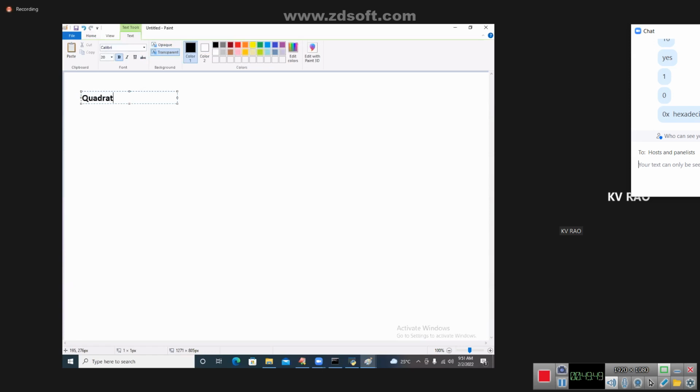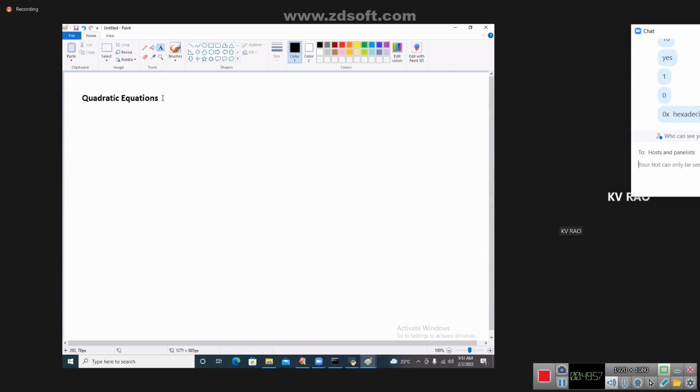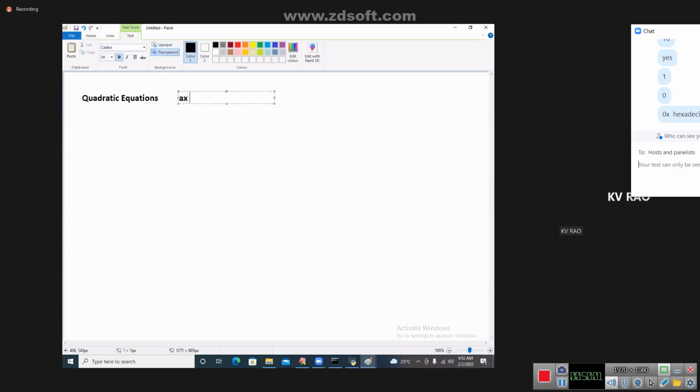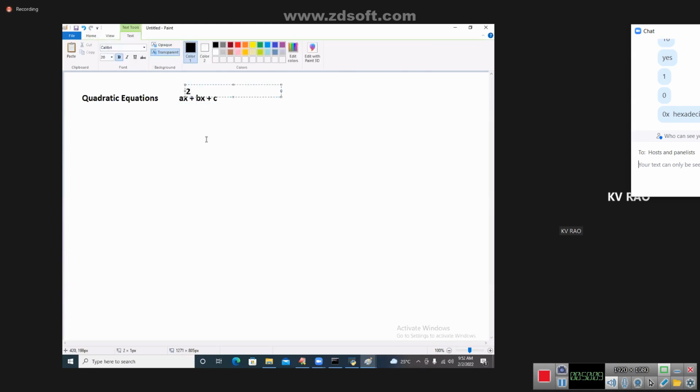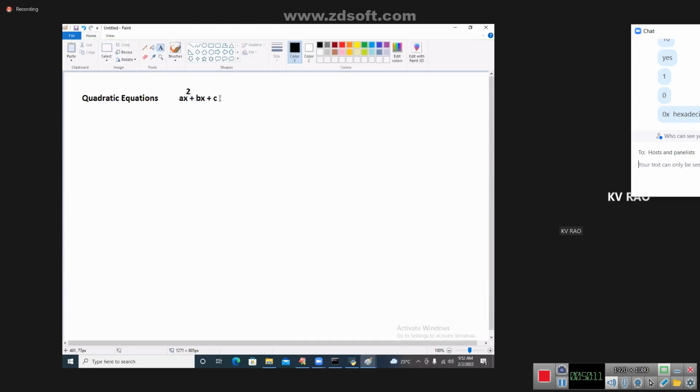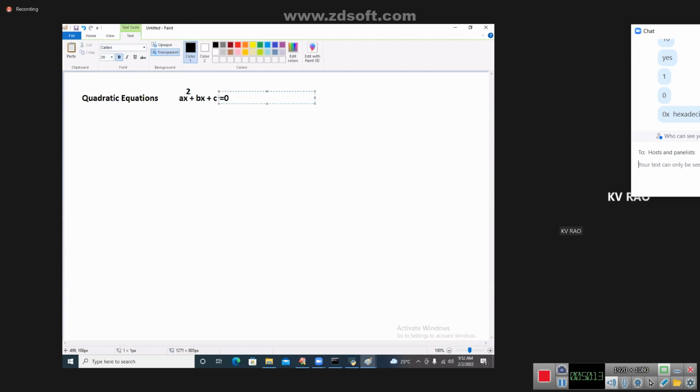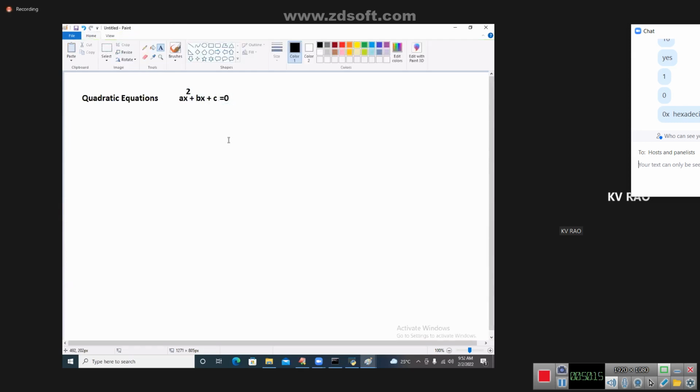Let us take our quadratic equation. Have you heard about quadratic equations in our childhood days? Yes, my dear student, consider one small quadratic equation: ax square plus bx plus c is equal to 0.